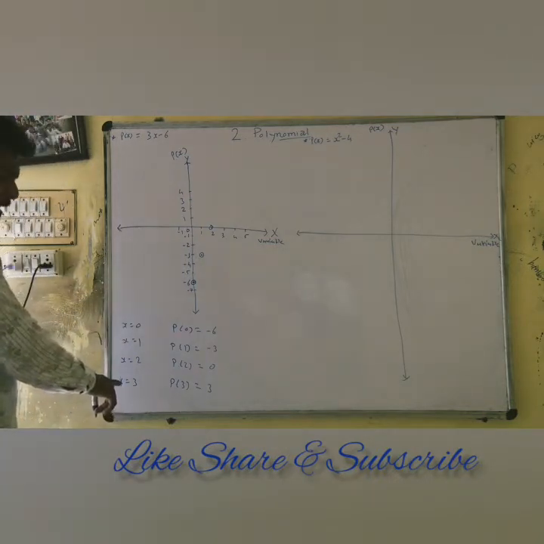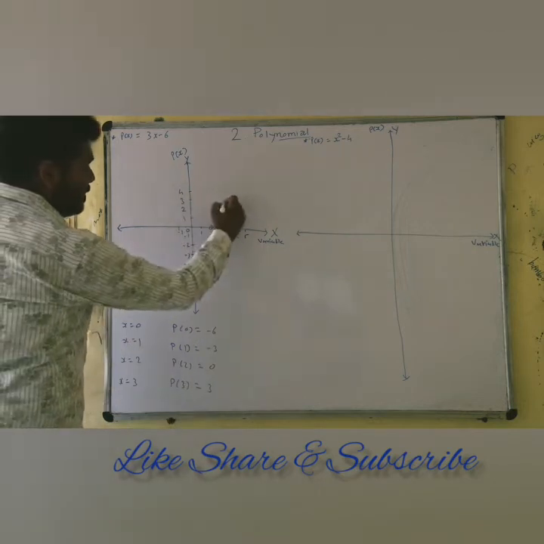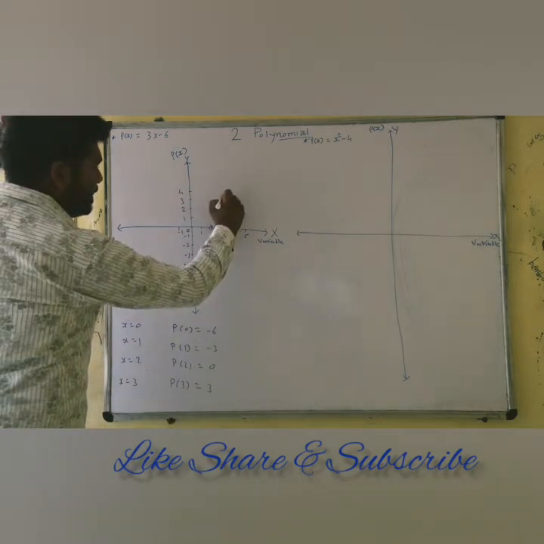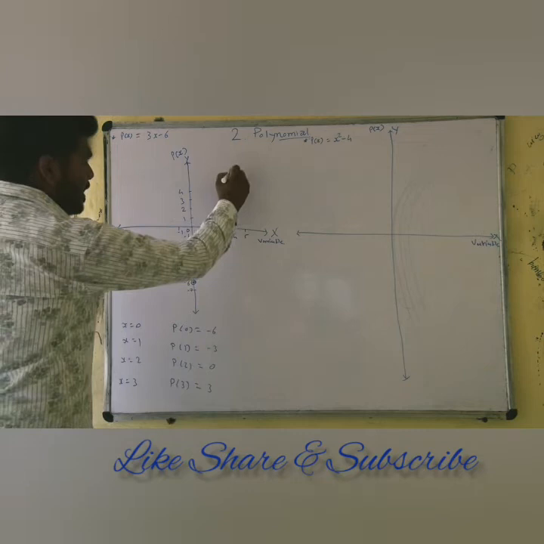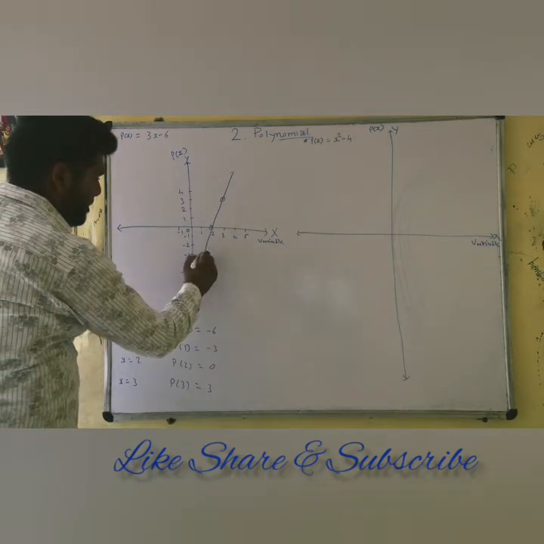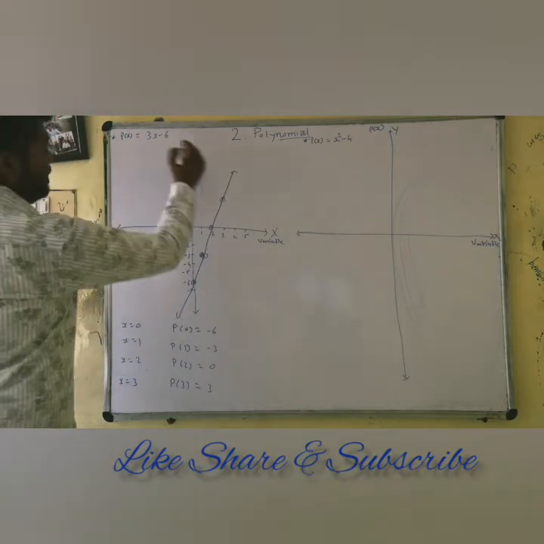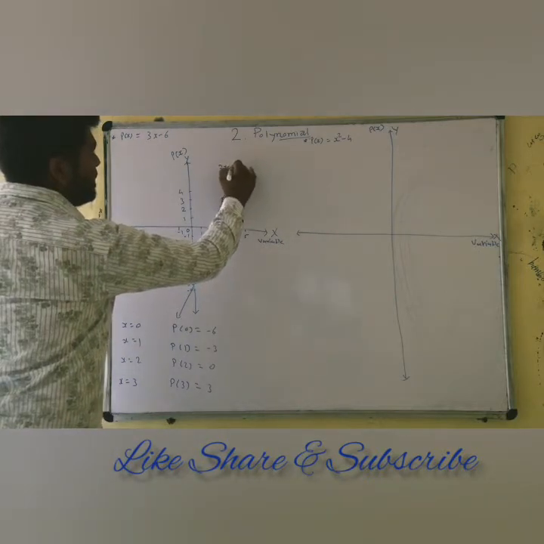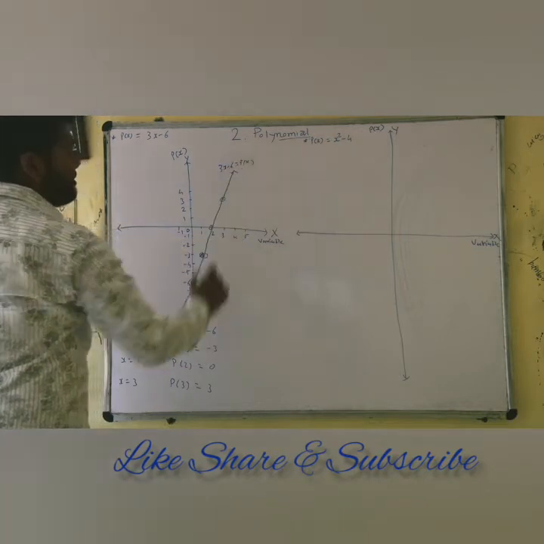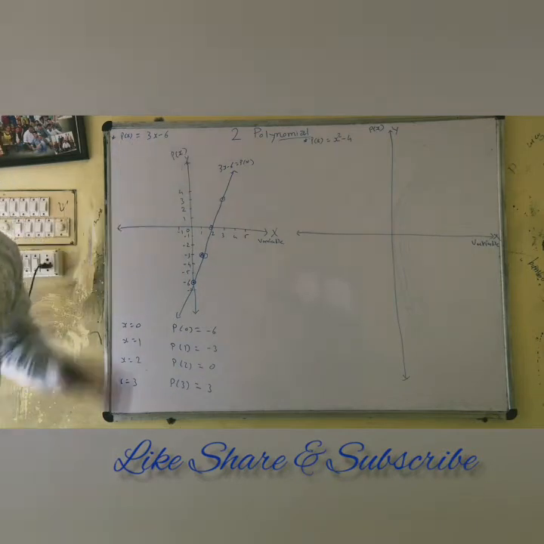When x equals 3, the polynomial value is 3 here. So that intersection point is nearly here. Passing through there, we have one line. Clear? Now this line represents this polynomial, 3x minus 6, which is p of x. Yes, this line represents this polynomial.